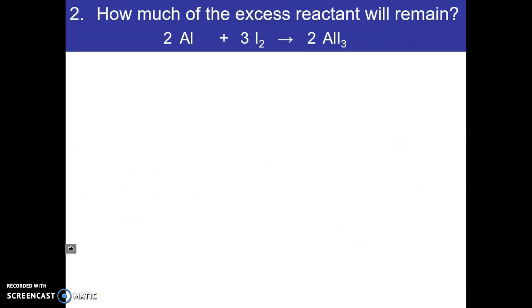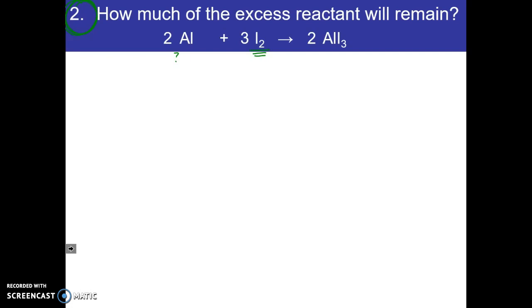Okay, and here we are. Last step is going to be finding excess. How much is left over? We already identified that this guy is the limiting reagent, I2. But now we got to figure out how much aluminum is left over. How much aluminum is left over? Okay, so here we go.